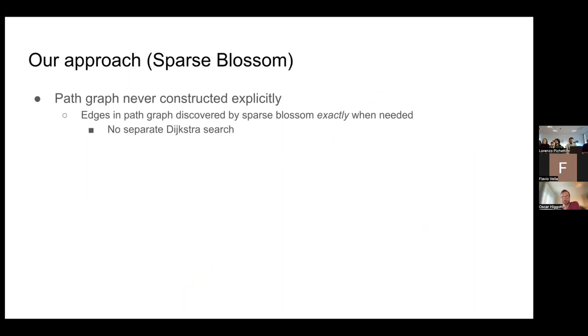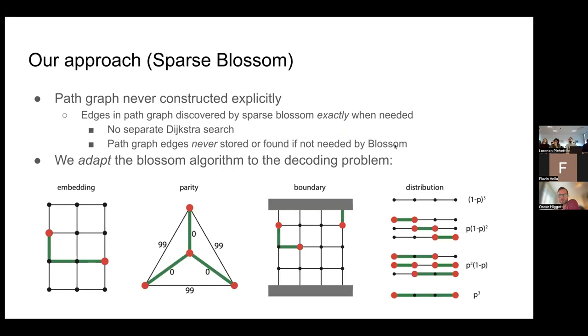So as I say, the path graph is never constructed explicitly, and the edges in this path graph are discovered by sparse Blossom exactly when they're needed by the Blossom algorithm. And so these path graph edges are never stored or found if they're not needed by this Blossom algorithm, which I haven't yet defined or talked about, but I will be soon. And so you can think of it as adapting Blossom rather than using this kind of reduction. In some sense, we're adapting the Blossom algorithm to the decoding problem, which differs in the details I've already said, essentially the differences between the embedded matching problem and the perfect matching problem.